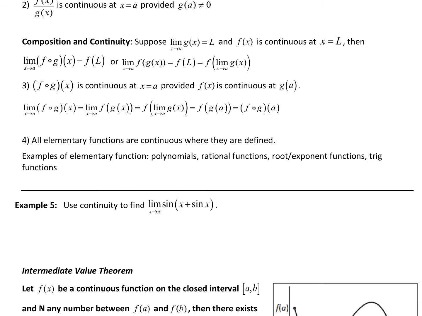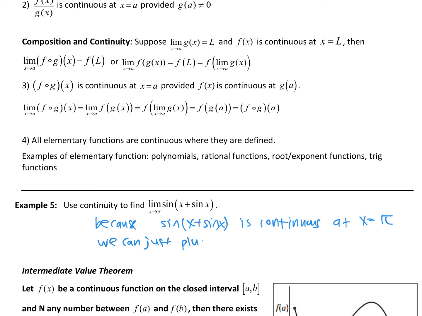One of the reasons we are dealing with continuity is that if I know a function is continuous, then to find the limit, I just have to plug in the number. Because sine of x plus sine x is continuous at x equal to pi, where x is going to pi, it's continuous everywhere pretty much. So it's continuous at that particular point, and we can just plug in x equal to pi to find the limit.